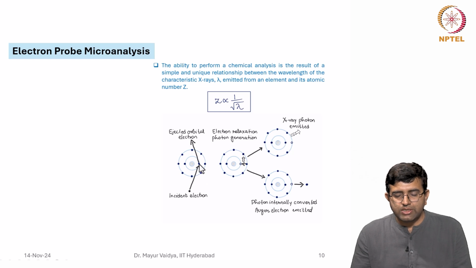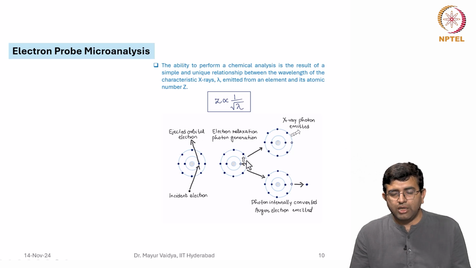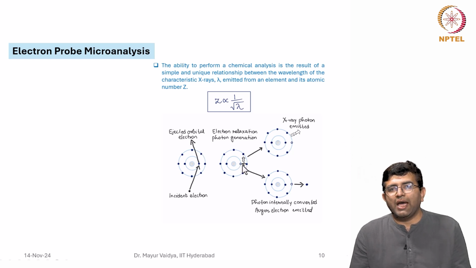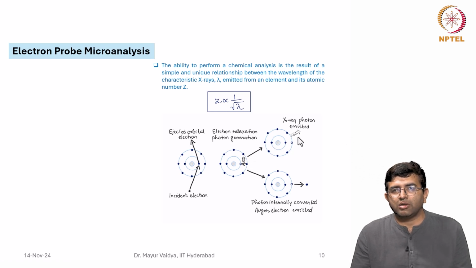Basically, if an incident electron has sufficient energy, it can eject an orbital electron. When this electron is knocked out, an outer shell electron can fill its space, and as a result of this, a photon is generated. If this resulting photon comes out of the atomic area, then this is an X-ray photon. Whereas if this can knock out another electron, that is called an Auger electron.